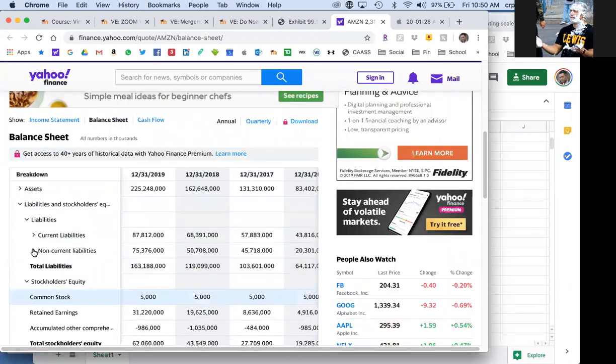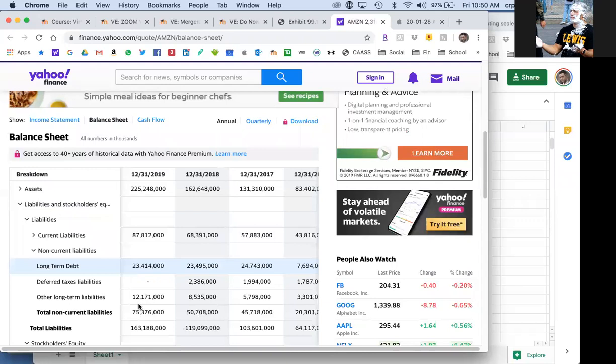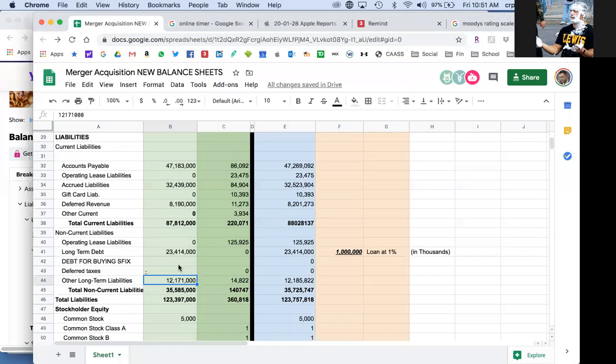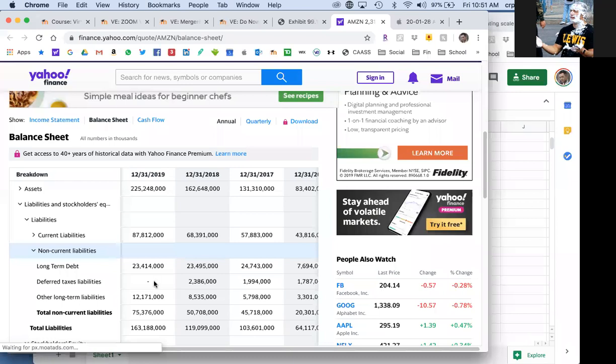Well, I'm sorry. Non-current liabilities is 23 billion and 12 billion. It does not equal 75 billion. So what number here is missing? I did the math. The number that was missing was actually 39,791,000,000. That was the missing number. So I input that number. But the reason why is because Yahoo Finance had a dash there.